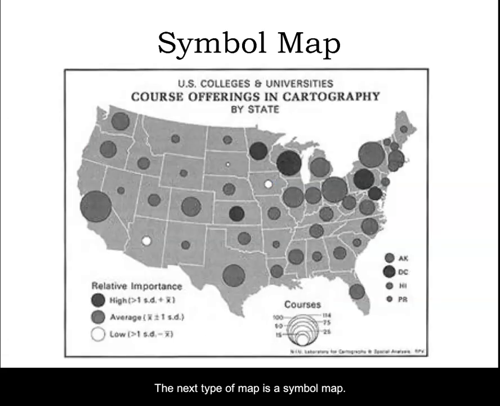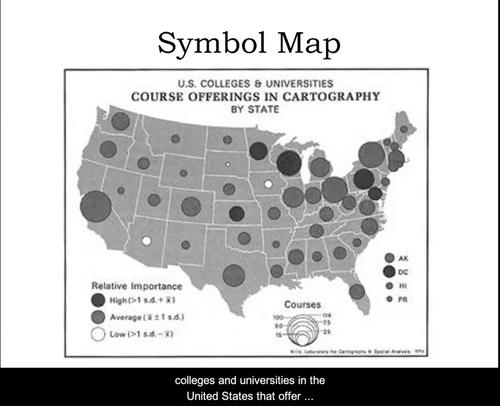Next type of map is a symbol map, and the story that this one is telling us is the amount of colleges and universities in the United States that offer courses in map making or cartography. The symbols on this map are circles. They tell us two things. The first is the size of the circle. It tells us the number of courses in cartography that are offered in the university systems within each state.